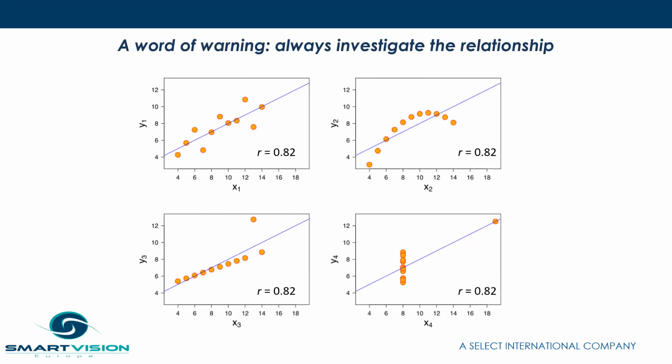Okay, a word of warning. Always investigate the relationship. Always visualize the relationship. Always try to do a chart of it if you can, because you can get exactly the same correlation. And this is a famous set of charts here called Anscombe's quartet. Same correlation here, even though the relationships between the two factors, X and Y here, are really different. So the first one here is kind of your traditional one. We got about 10 data points here. So the correlation here is coming out as 0.82, quite a strong correlation.